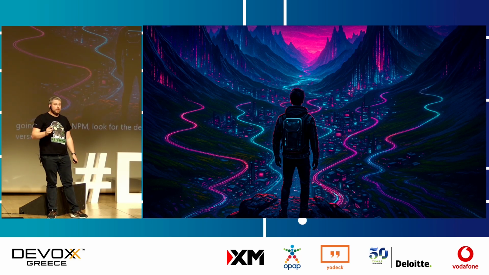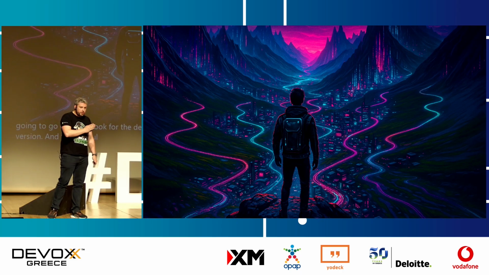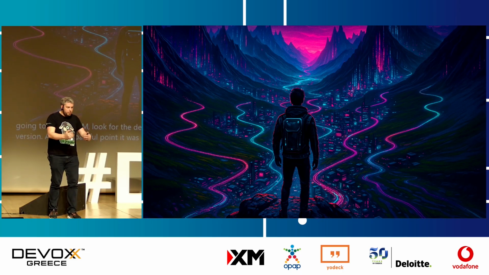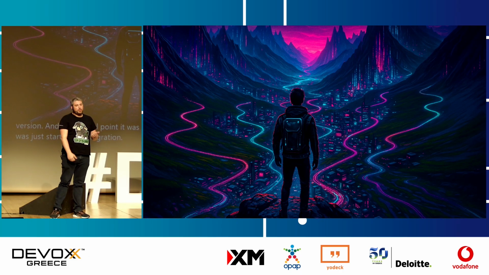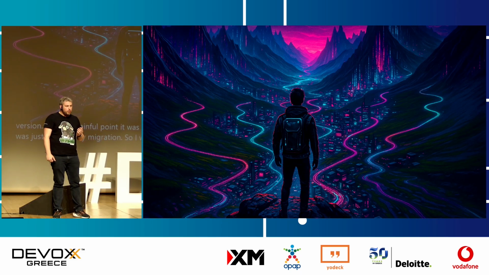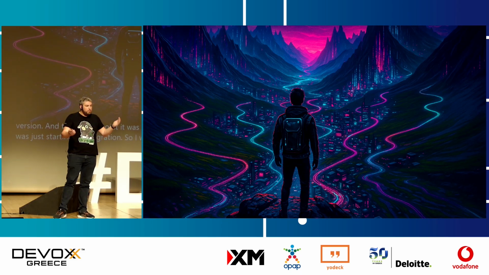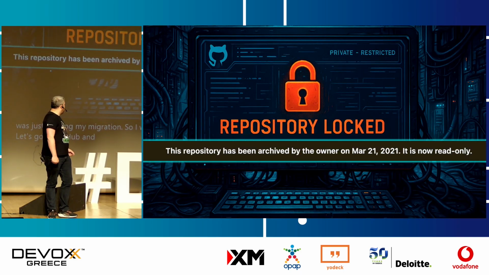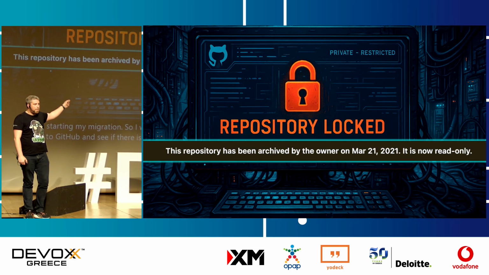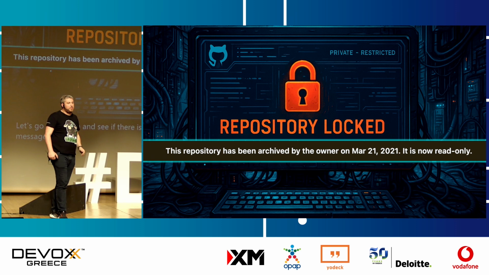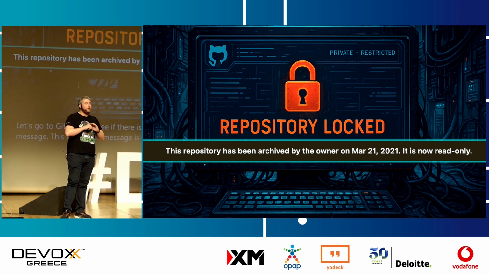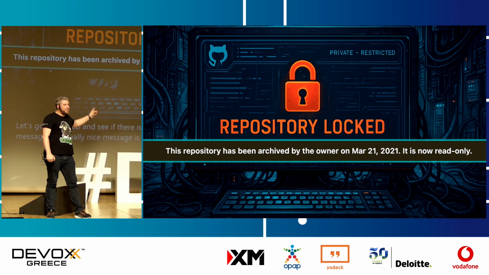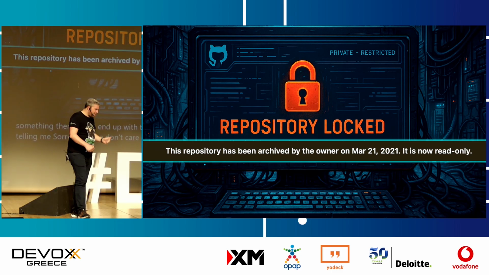And the painful point, I was trying to migrate from 10 to 11. So I was just starting my migration. I was like, okay, I cannot find it anywhere. Let's go to GitHub and see if there is something there. And I end up with this message. This really nice message telling me, sorry, man, we don't care about you. You can figure it out by yourself.